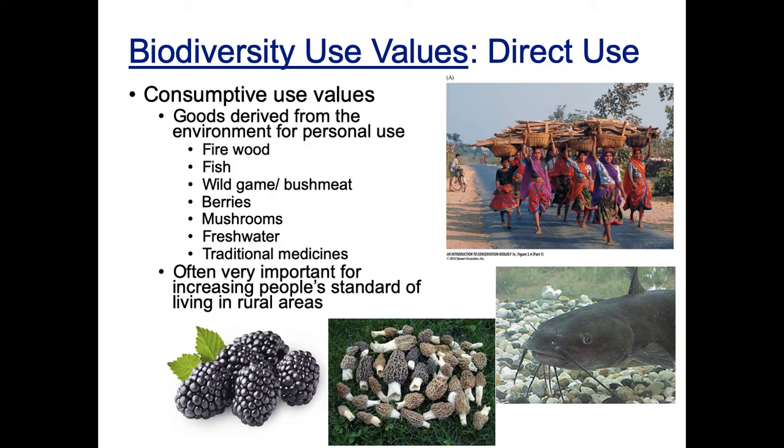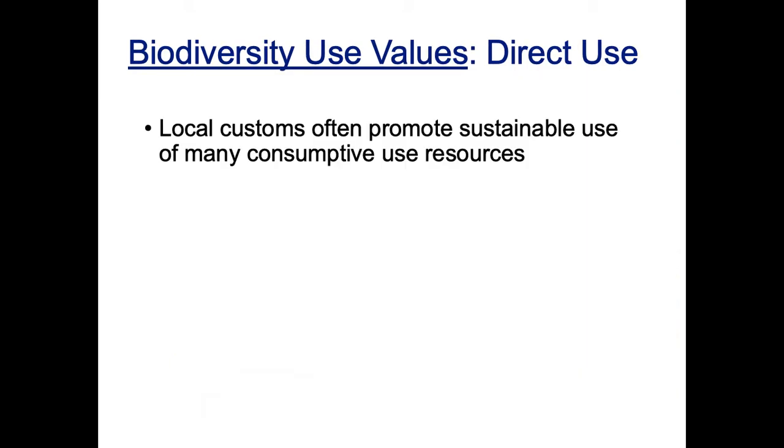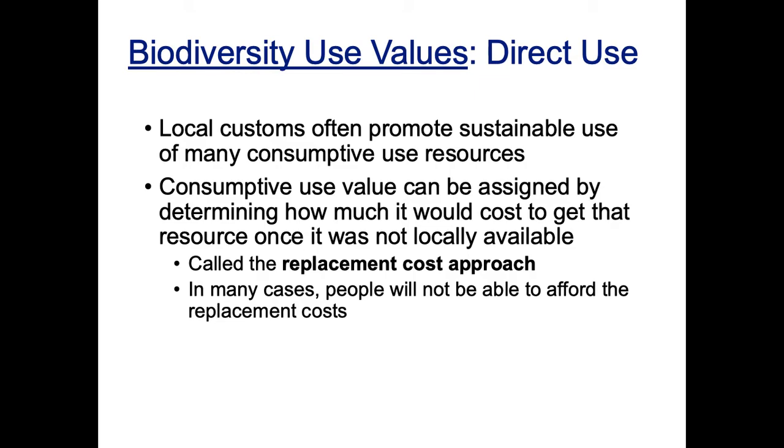And in a lot of rural areas, these sorts of things are very important for increasing people's standard of living. It supplements people's diets and means that they don't have to spend as much of the real income that they generate on these other services and goods that they need. A lot of local customs promote sustainable use of many consumptive use resources. And so a value can be assigned to this by determining how much it would cost to get that resource if they weren't able to just go get it themselves. And we call this the replacement cost approach.